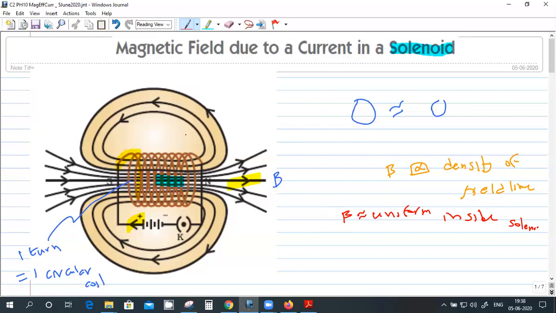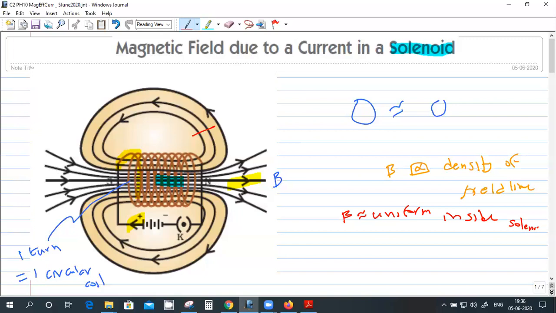But if you compare outside, the B is decreasing, because the distance between the lines is more. That indirectly says that the density is less. Inside, it is approximately constant. This is an important property of a solenoid.